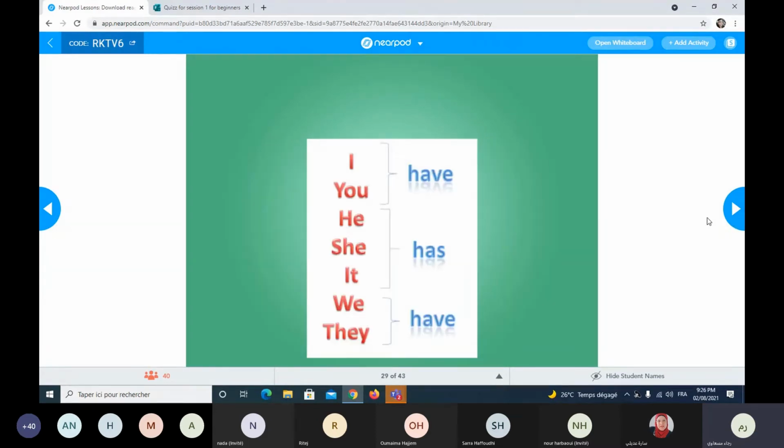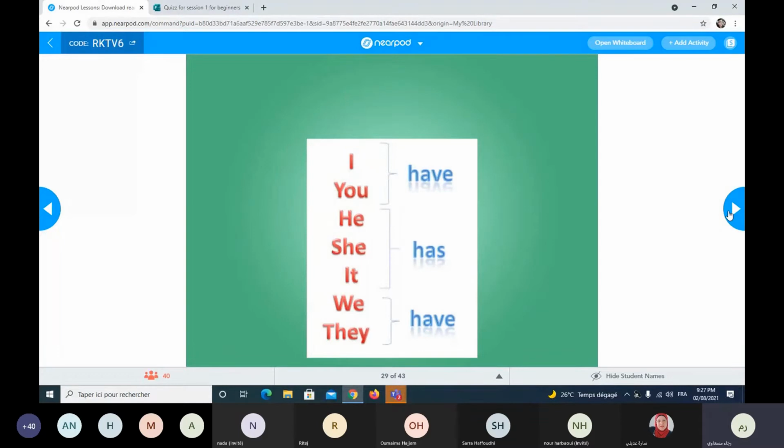Okay? And I will finish with the last verb for today, which is have. The verb have describes the possession. What do you possess? I have money. I have a cat. I have a car. So these are my possessions. What I possess. Okay? So I have, you have. For he, it becomes has with S. Be careful. He has, she has, it has, we have, and they have.